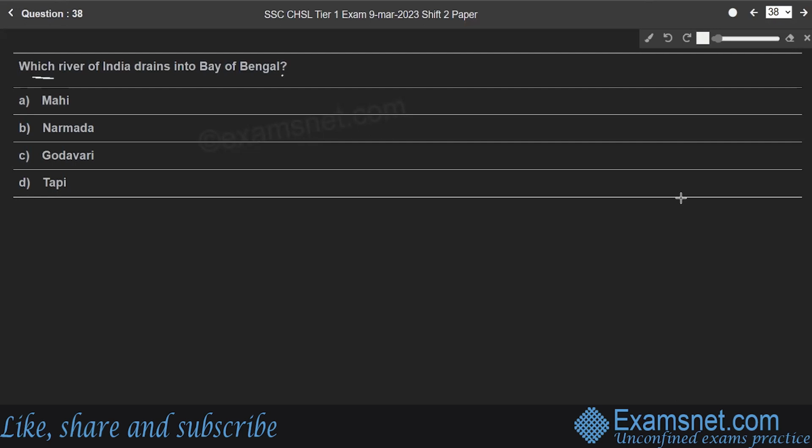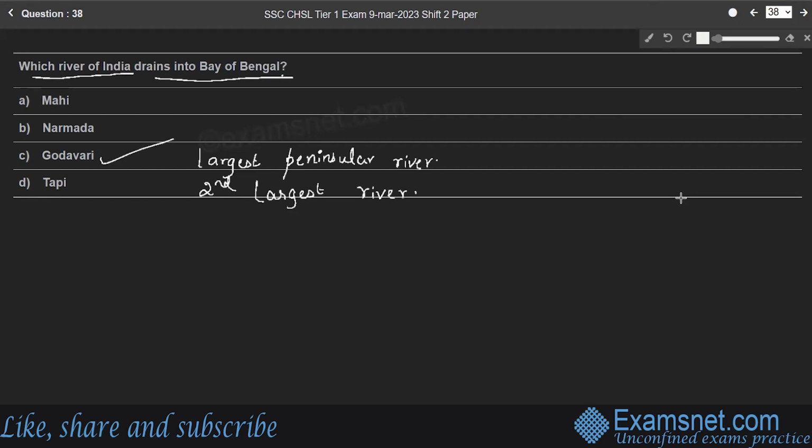Question 38. Which river of India drains into Bay of Bengal? Here, river Godavari drains into Bay of Bengal. The Godavari is India's largest peninsular river. It is the second largest river in India after the Ganga.